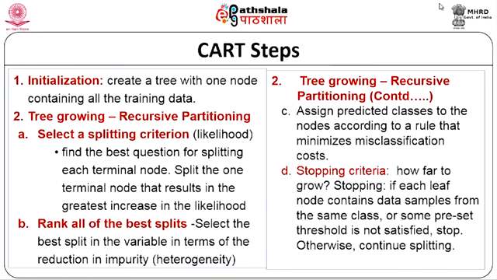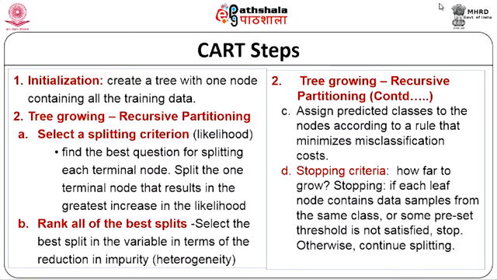And finally, we have something called the stopping criteria. How far do we grow? When do we know that we have to stop the partitioning? Stop if each leaf node contains data samples from the same class or some preset threshold is not satisfied, otherwise continue growing. So, the idea is splitting or growing. The idea here is, when do you stop? One is if the particular node that you have is pure, then there is no question. Otherwise, you have reached a preset threshold, and if it is not satisfied, that may be cost or whatever, you stop, otherwise you split. It could be either way. So, some threshold you put.